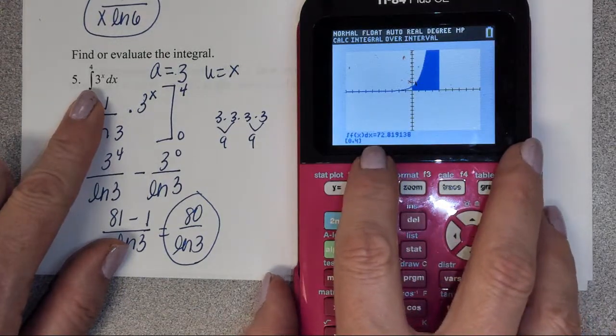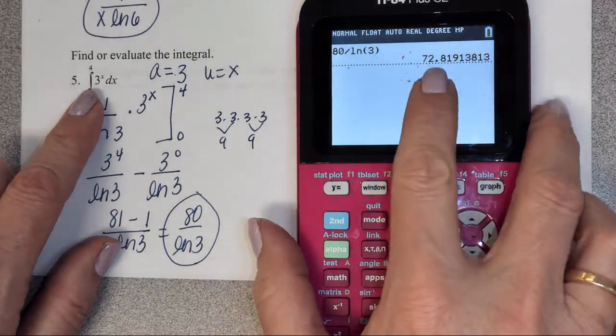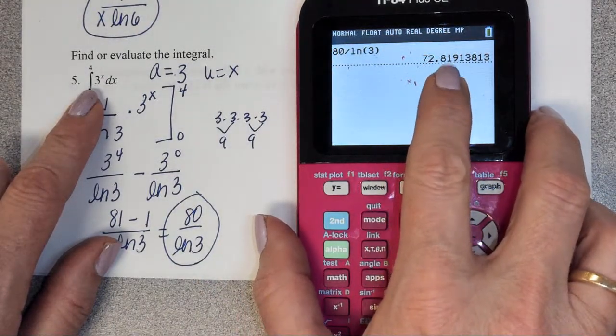That answer is 72.82. Well, look what I got on the other thing, 72.82. See how I can check it?